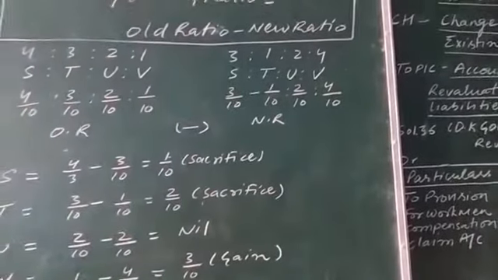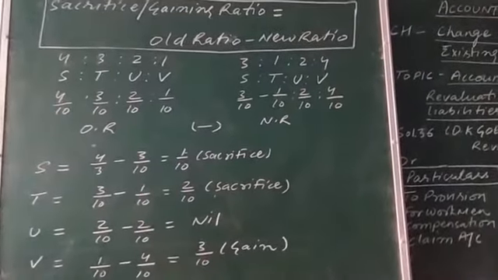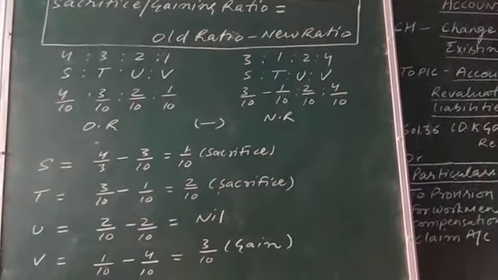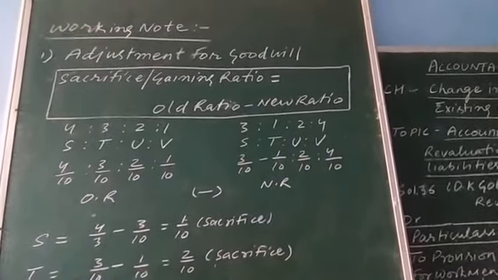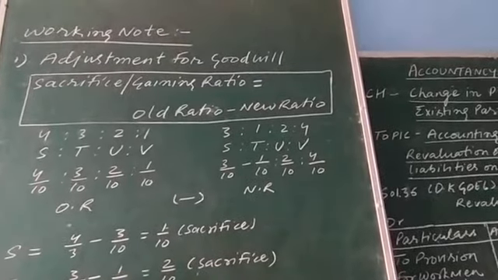Now, on change in profit sharing ratio, we have to show the effect of change in PSR on goodwill. Okay, the goodwill is 90,000. Let us see the effect of change in profit sharing ratio, which partner will sacrifice and which partner will gain. Okay, now adjustment for goodwill, sacrificing ratio or gaining ratio I have already explained to you.